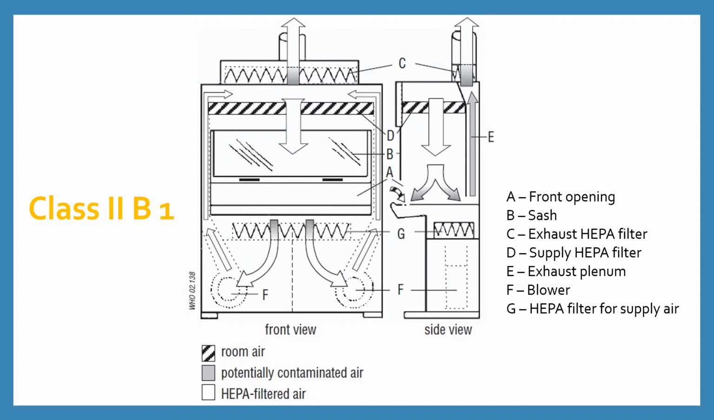F is the blower which helps in circulating the air, and G is the HEPA filter for supply air. The room air is drawn in through the front opening into the front grille at an air velocity of 0.51 meters per second. The drawn air from the room and the potentially contaminated air from the cabinet is filtered through the HEPA filter labeled G and circulated by the blower through the exhaust plenum to the HEPA filters. Only 30% of the air is recirculated back into the cabinet through the supply HEPA filter labeled D, and 70% is exhausted by filtration through the exhaust HEPA filter labeled C.